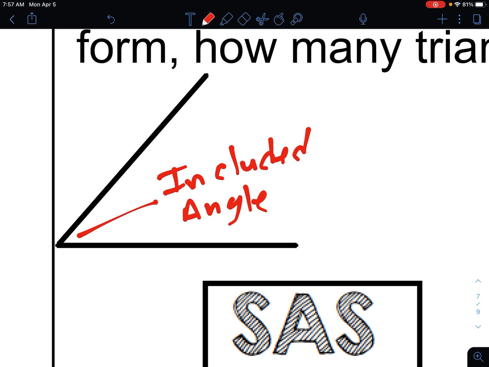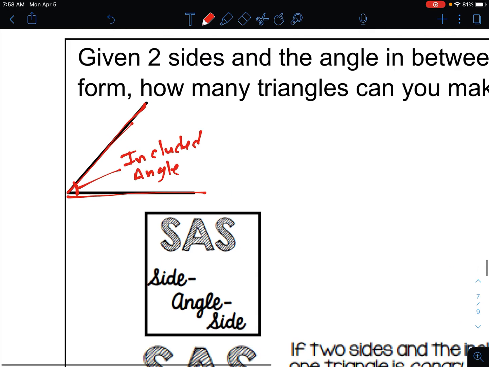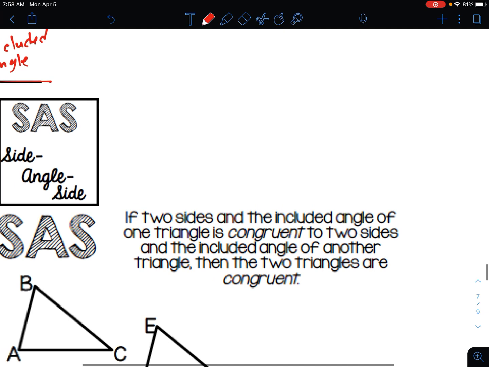So what we're going to do is if we can prove that this side, this angle, and this side are congruent to that side, that angle, and another side smushed together like that, then we are congruent. We call that side angle side. So if 2 sides and the included angle of one triangle are congruent to 2 sides and the included angle of another triangle, then the 2 are congruent.